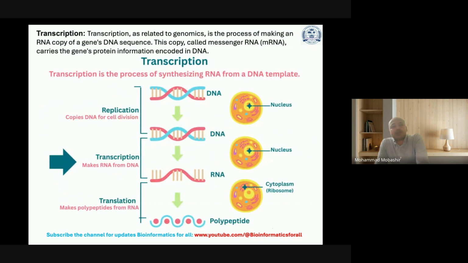Now comes the transcription process. Transcription, as related to genomics, is the process of making an RNA copy of the gene's DNA sequence. This copy is called messenger RNA or mRNA, which carries the gene's protein information encoded in DNA. And here you can see the location of this DNA is in the nucleus. This is just to show the location of the material.